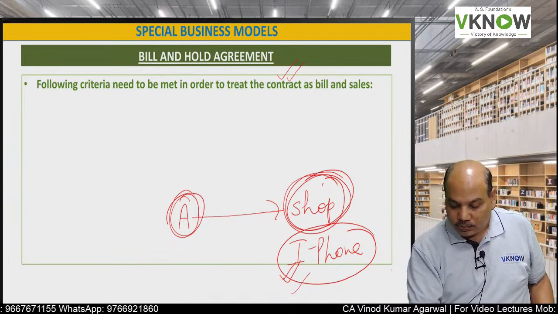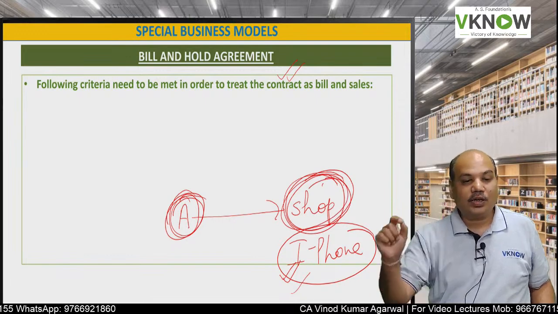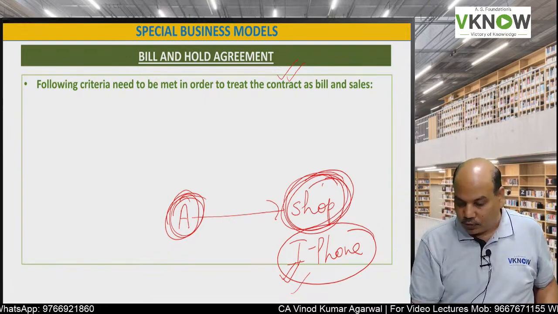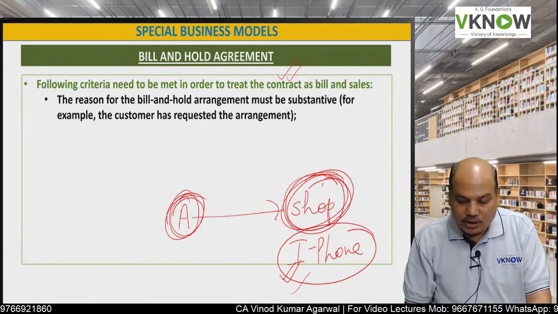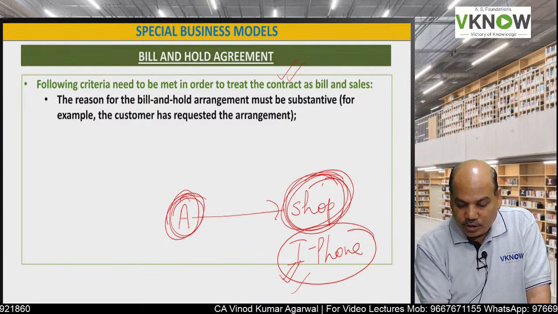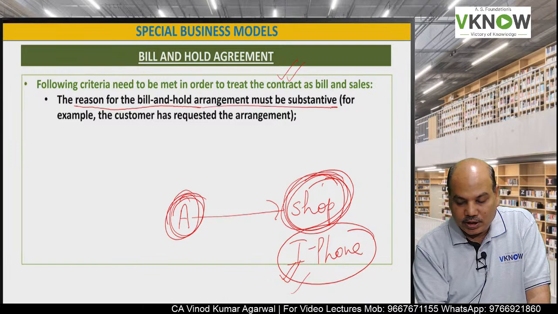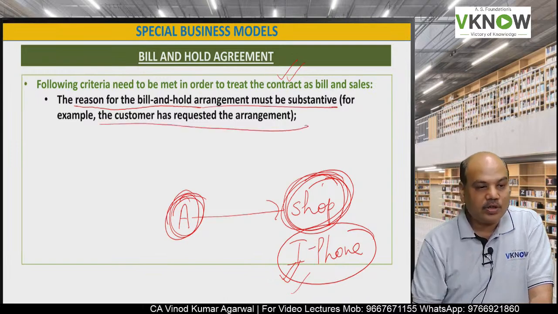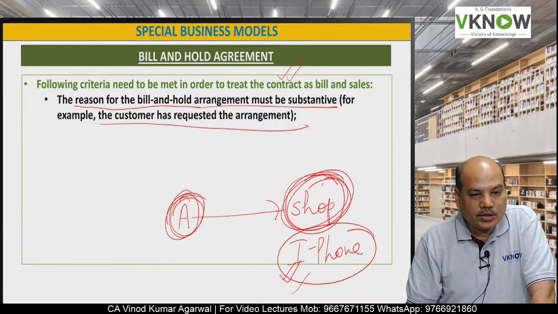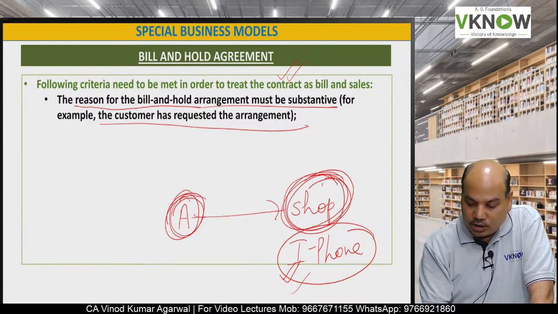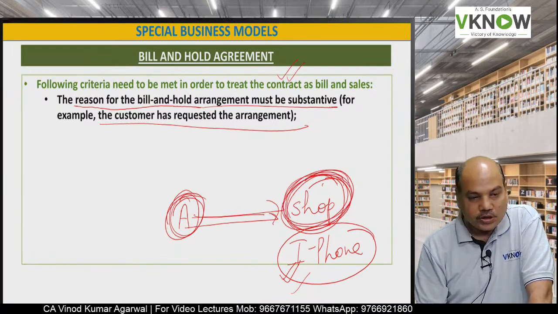The answer is that revenue can be recognized today if certain conditions are fulfilled. The following criteria need to be met in order to treat the contract as a bill and hold sale. First, the reason for the bill and hold arrangement must be substantive, which means the customer has requested the arrangement. The request should come from the customer. The customer should tell the shopkeeper to please hold this asset for some time.